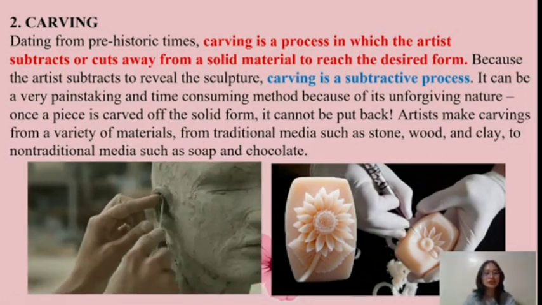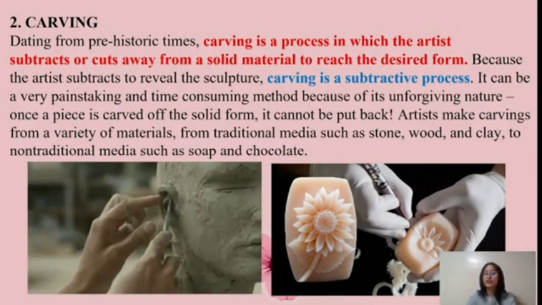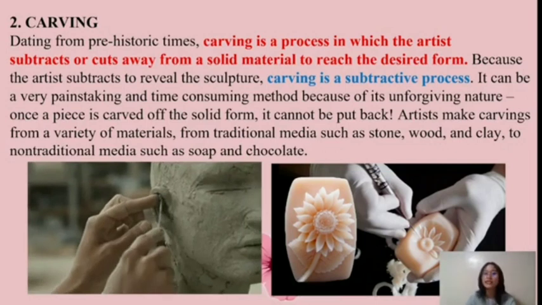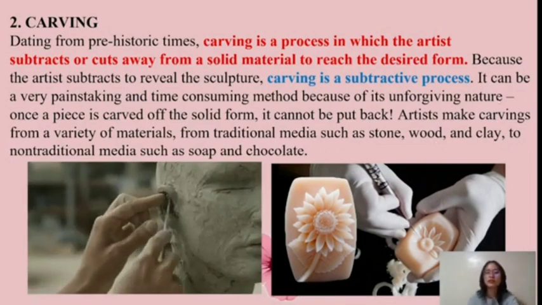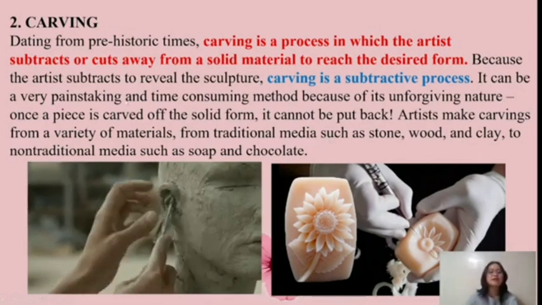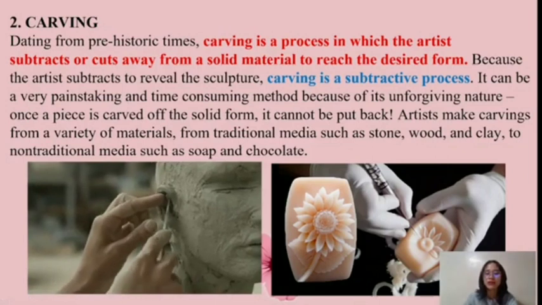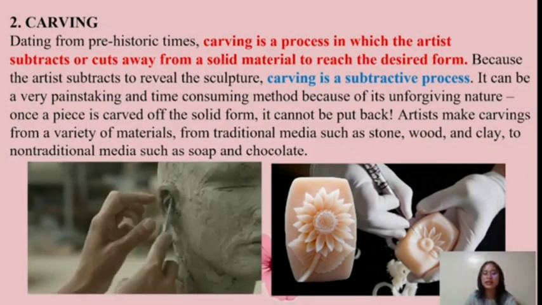Because the artist subtracts to reveal the sculpture, carving is a subtractive process whereby material is systematically or purposely eliminated or cut from the material. It's a subtractive process because we remove material, that is why it's called that. It can be a very painstaking and time-consuming method because of its unforgiving nature. Once a piece is carved off the solid form, it cannot be put back.